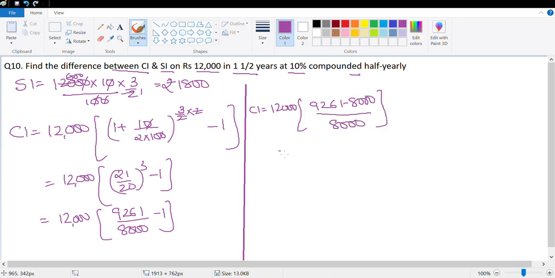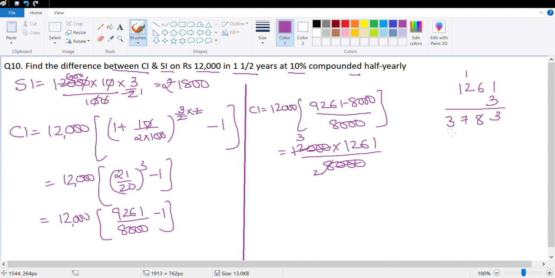So this is 12,000 multiplied with 1,261 upon 8,000, dividing by 1,000 both sides, both numerator and denominator. Next 4 into 2, 4 into 3. So this is 1261 into 3 upon 2. So that's 1261 into 3. That's 3. 3 into 6, 18. 6 plus 1, 7. 3. So that's 3783 upon 2.